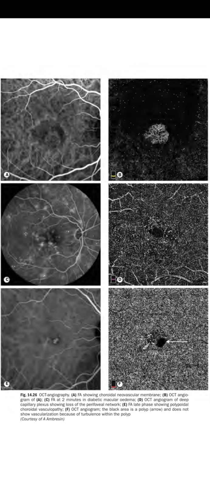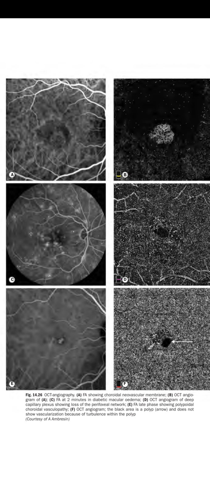F is showing the choroidal neovascular membrane. B is showing us the OCT angiography. So you will just see the detection of the vasculature because of the movement of the red blood cells within the choroidal vessels. So you can see the FA and OCT angiography.